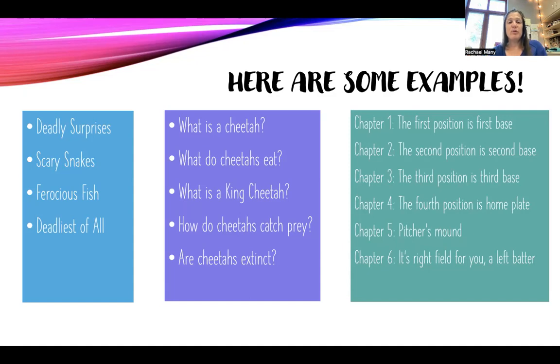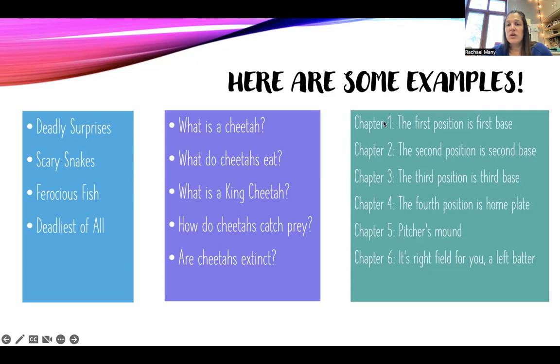And then when you look at the purple box, these are all made out of questions. What is a cheetah? What do cheetahs eat? What is a king cheetah? How do cheetahs catch prey? Are cheetahs extinct? So this writer took the stance of making all of his chapters questions.